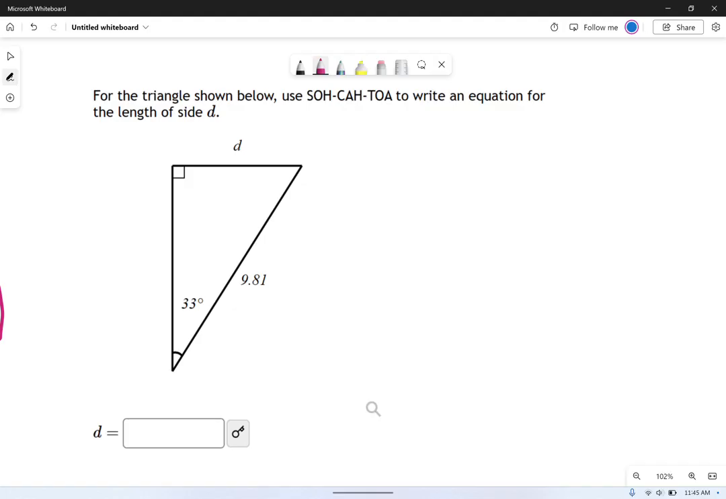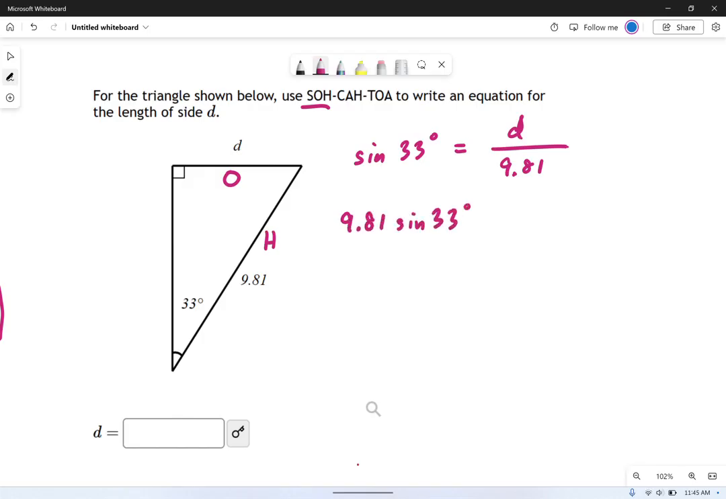If I've got this angle 33 degrees, you can see that this side over here is opposite, and this is the hypotenuse. Well, which one of these trig functions relates opposite and hypotenuse? It is the sine function. So here's my equation. Sine of 33 degrees equals d over 9.81. And now the trigonometry is done. All that's left is some algebra. So I'm going to multiply each side by 9.81. 9.81 times sine of 33 degrees equals d.